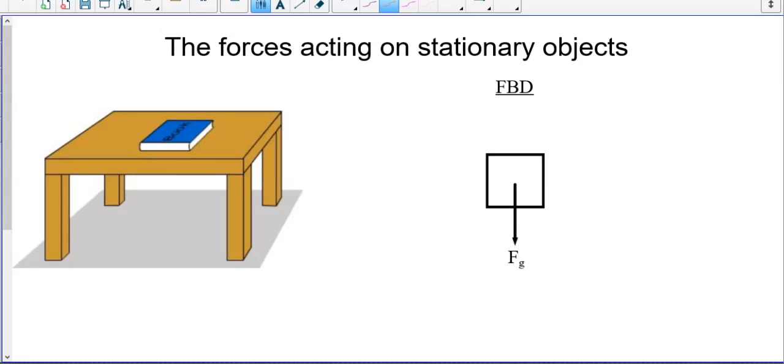So the book does have weight, so pulling it down, the force of gravity, but it's not accelerating. So right now, the way I have it drawn is it's an unbalanced force. Whenever you have an unbalanced force, you have an acceleration. So since a book sitting on the table is not accelerating, it has to be balanced with another force. So that's where the normal force comes in.